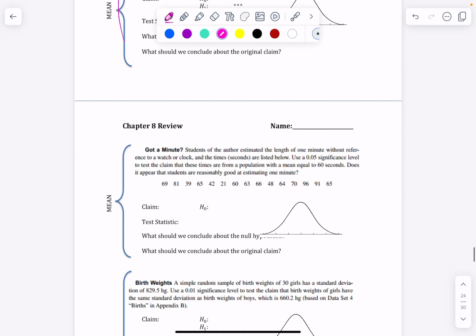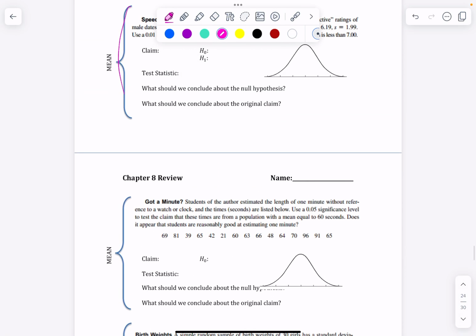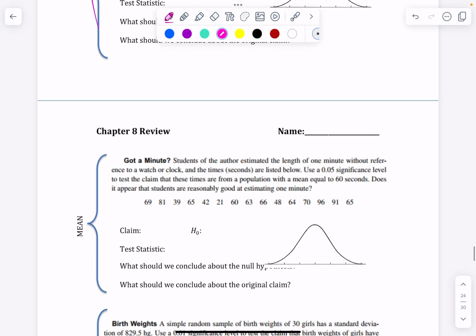I do have the values for mean. I think I did these, x bar and s for mean. x bar is 62.67, and s is 19.48. Okay, so there's that.